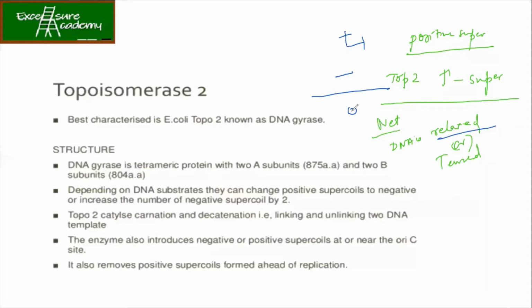Okay. If I had negative supercoiled DNA, it can convert to the positive. If I am making negative into positive, it means what? I'm again relaxing the DNA. It means I'm helping in the replication or the transcription required by the cell. Okay. Now, topoisomerase 2 catalyzes catenation. It's not carnation, it is catenation and decatenation. That is linking and unlinking two DNA templates. It also introduces negative and positive supercoil at the oriC and removes positive supercoil ahead of the replication.